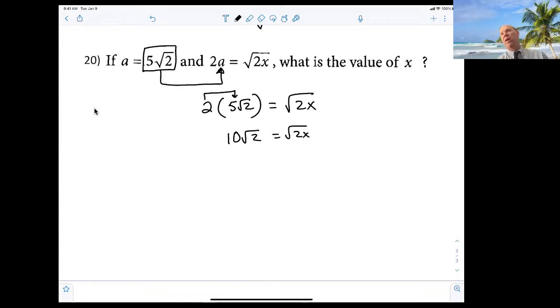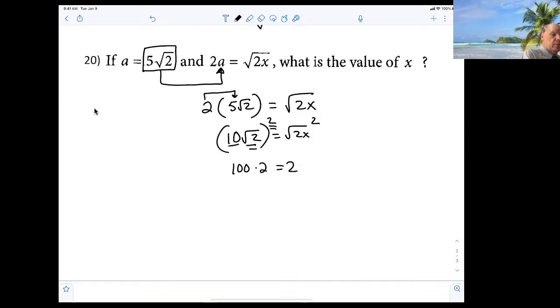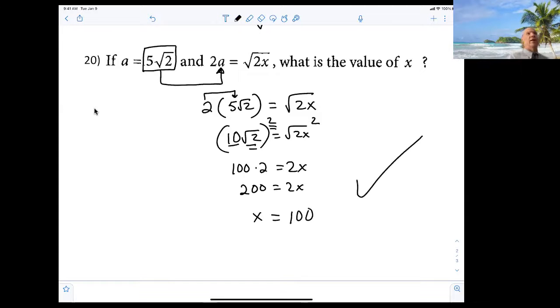Now, how do I get rid of a radical? Square it. Thank you. Squaring both sides. When I square both sides, what's 10 squared? What's the square root of 2 squared? 2. Come on, stay with me. What's 100 times 2? 200. So X equals 200. Give yourself a nice little pat on the back.